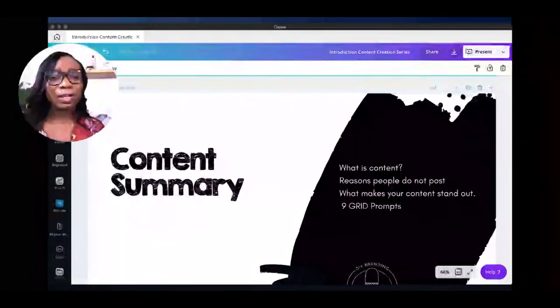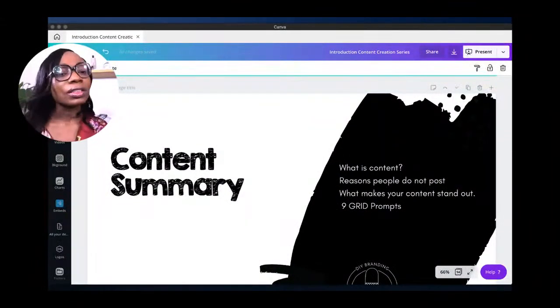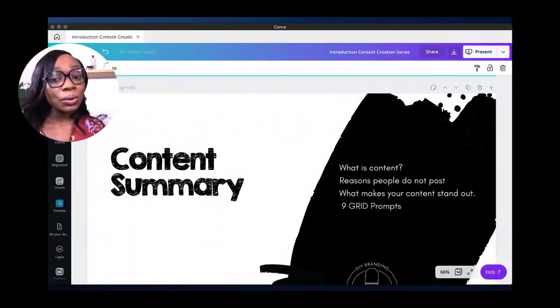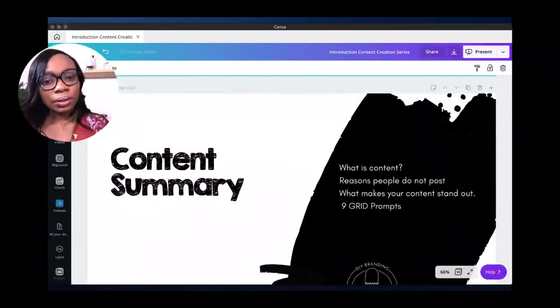What are we going to look at? Well, we'll look at what is content. Yes, because we're posting content. Reasons people do not post. What makes your content stand out? And I'll be giving you a 9 grid prompt.